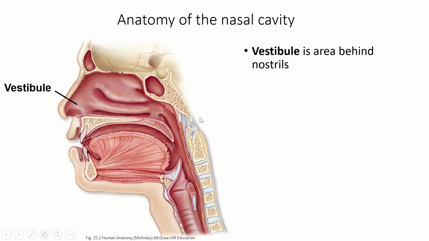Back to the humans. The vestibule is, you remember, a vestibule is just an opening of a cavity. The vestibule is that area behind the nostrils. That's the part you pick when you're picking your nose. Don't worry, you can't get your fingers back here. Your fingers are too big.